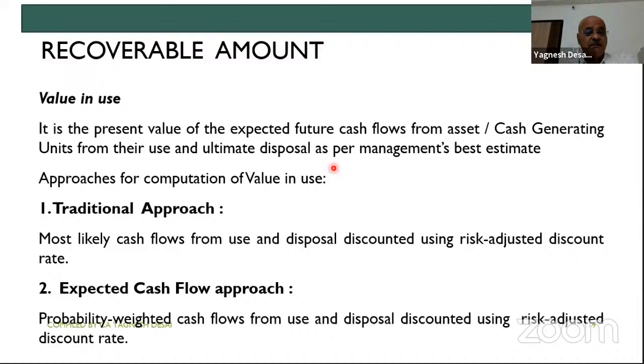All right. Now, what is the basis for VRU? The basis for the VRU is the management's budget. Now, let us see, the management's budget includes the expansion also. Yes or no? Ji haan.